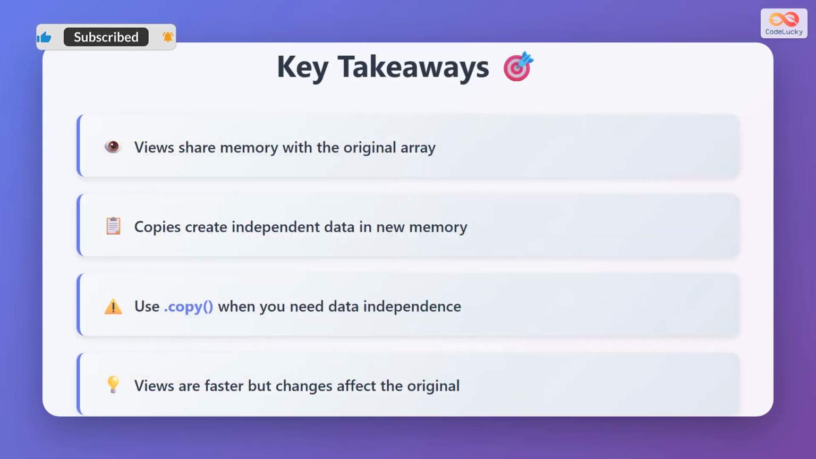Let's recap the essential points. First, views share memory with the original array, making them efficient but potentially dangerous. Second, copies create independent data in new memory locations, giving you safety at the cost of performance. Third, always use the .copy method when you need data independence and want to avoid unintended side effects. And finally, remember that views are faster and save memory, but any changes you make will affect the original array. Understanding this distinction will help you write better, more predictable NumPy code.